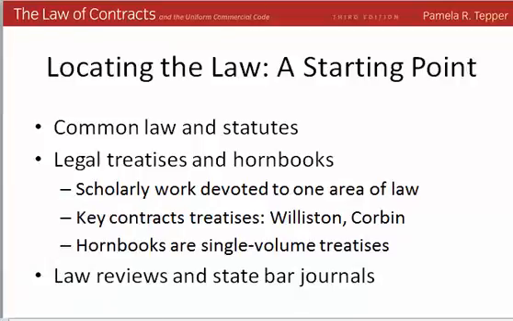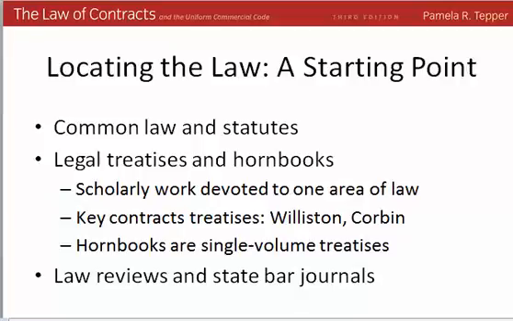Legal treatises are single or multi-volume sets of books that are devoted to the study and interpretation of a specific area of the law. In contracts, the two most famous legal scholars are Corbin and Williston. One taught at Yale, one taught at Harvard. These two treatises are quoted extensively and used by courts sometimes as persuasive authority.